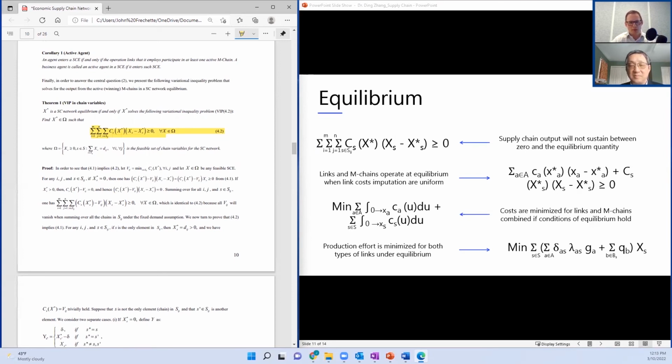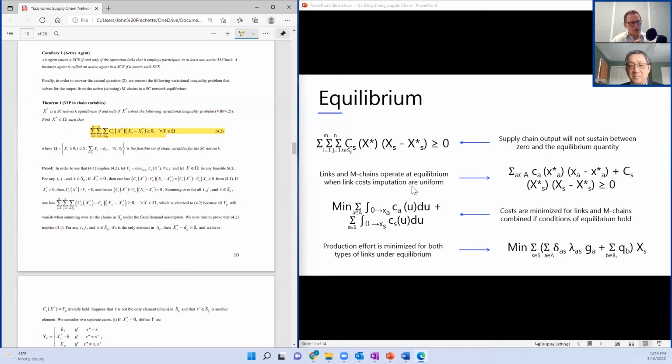So how does equilibrium hold up if you introduce changes in quantity? How will it change with changes in costs? Those are the types of questions that are answered in these theorems. One example would be this first equation that's basically saying that supply chain output will not be sustained if an operation link produces at a level between 0 and equilibrium quantity. The reason is equilibrium is where all winning chains operate at their lowest total marginal cost. So you're either producing equilibrium quantity or you're shut off and inactive.